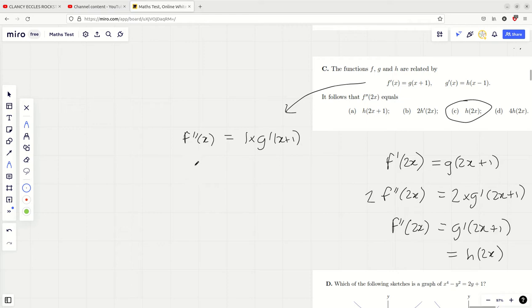But this still leads to the same answer because, once again, now we just replace x with 2x. So we can see f double dash of 2x, therefore equals g dash of 2x plus 1. Do you see what I mean? You still arrive at this result, but without the 2's popping out. You may have done it like that. You may have looked at it like that. Oh, I'm just going to differentiate this first and then plug into 2x. I plugged into 2x first, then differentiated. It really doesn't make any difference.